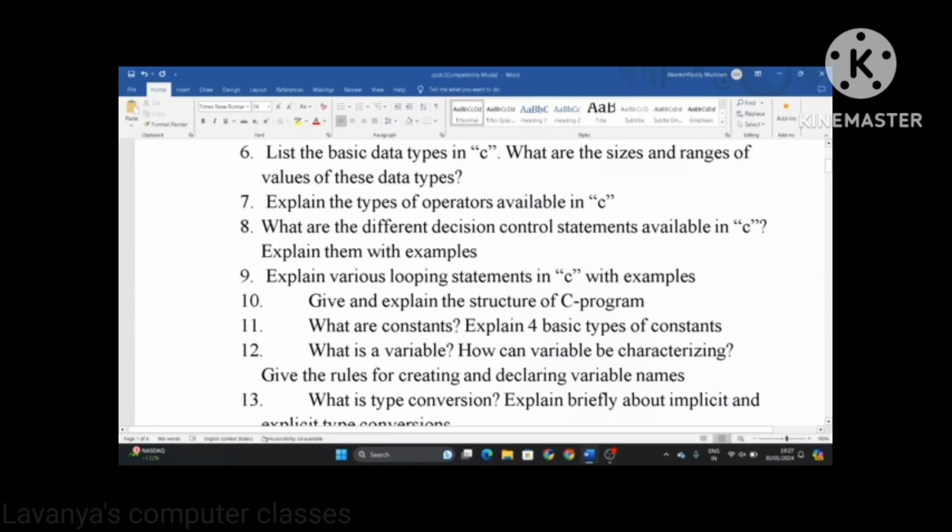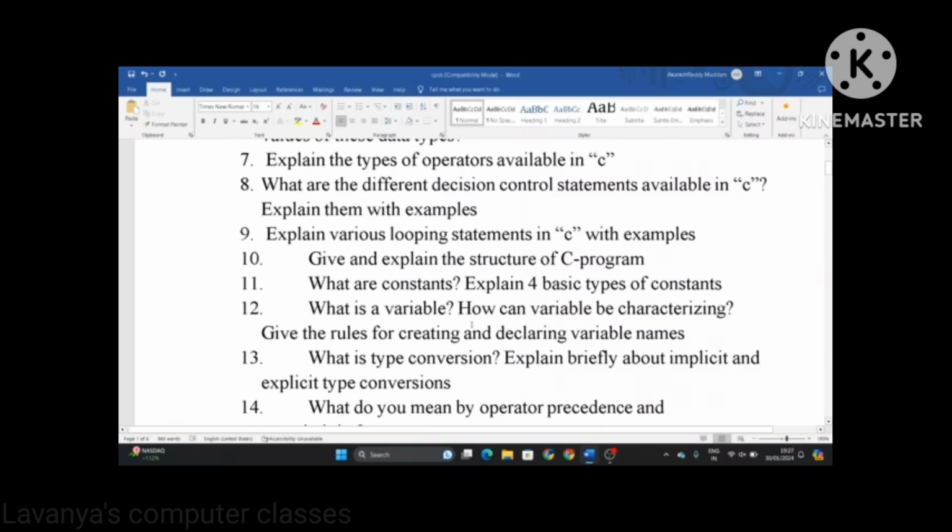What are constants? Explain 4 basic types of constants. What is a variable? How can a variable be characterized? Give the rules for creating and declaring variable names. This is also a short answer question. What is type conversion? Explain briefly about implicit and explicit type conversions.